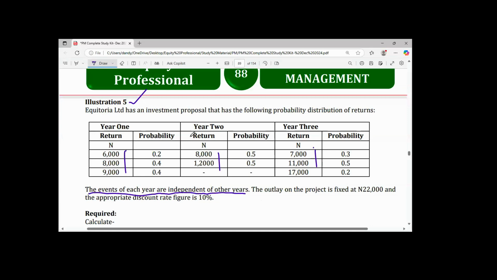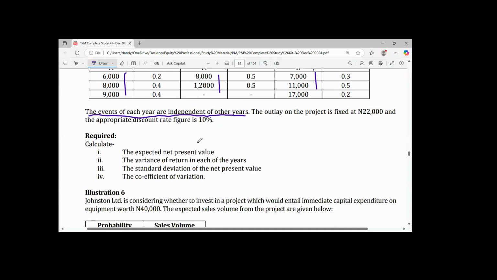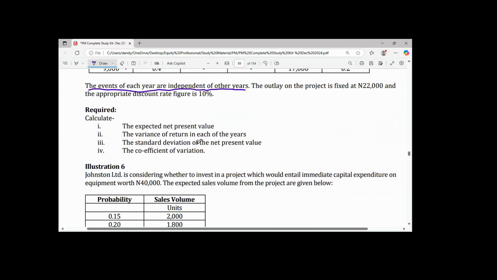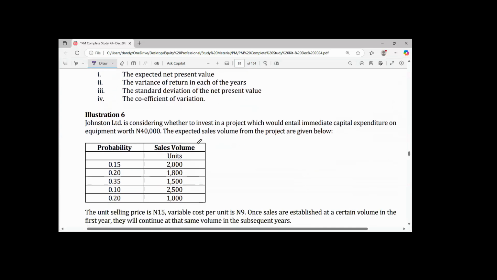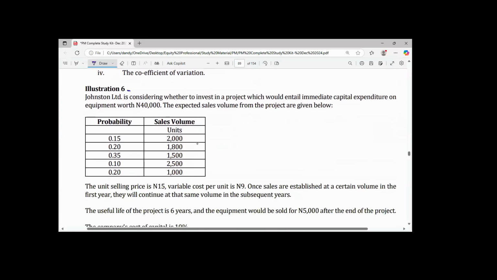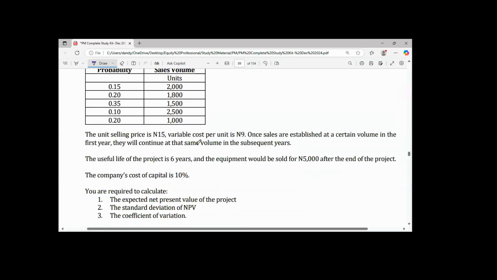So let's have one more illustration under the standard deviation before we move to the next one. Let's solve the one that has mutually dependent cash flow. So let's have this illustration number 6. All right, I will read.